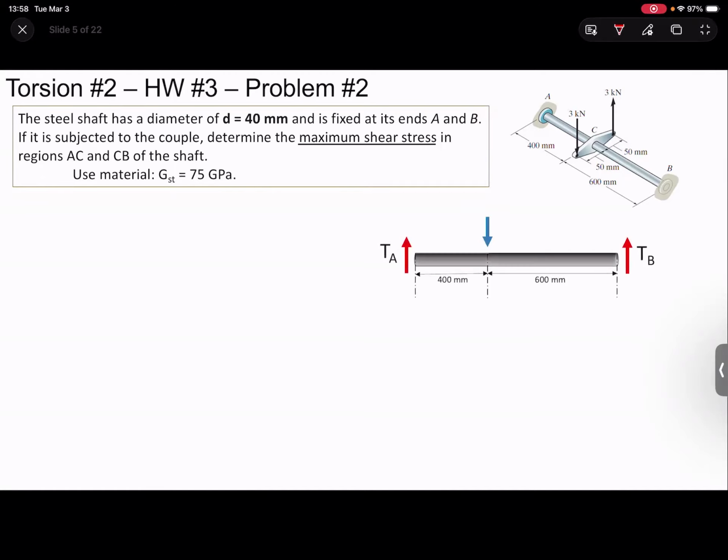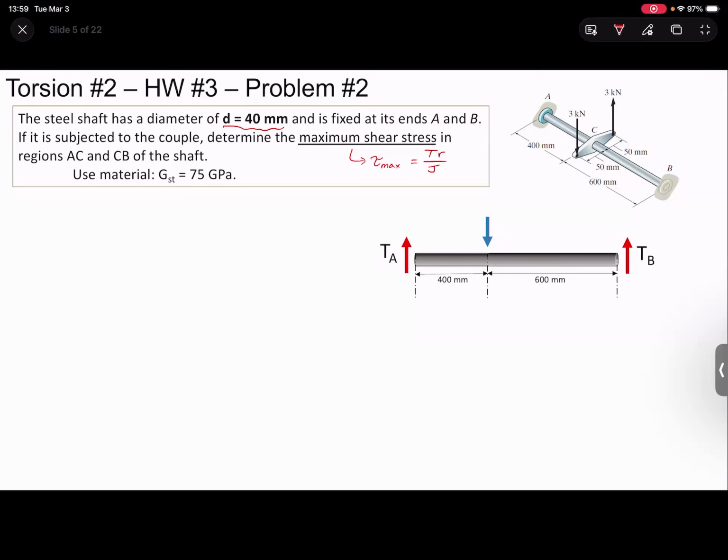So maximum shear stress. Maximum shear stress is this. And what we just found before was we know it's going to be torque times the radius divided by J, the polar moment of inertia. So we need the internal torque before we can find the shear stress. We know the radius, right? Because we're told diameter. And we can calculate J because we were, again, told the diameter. But what we can't find is the internal torque.